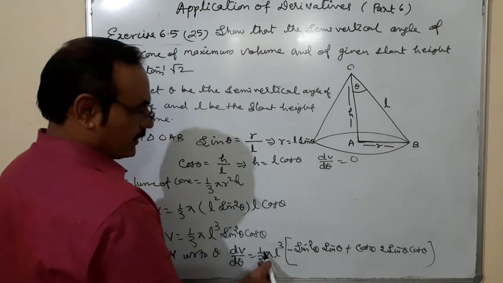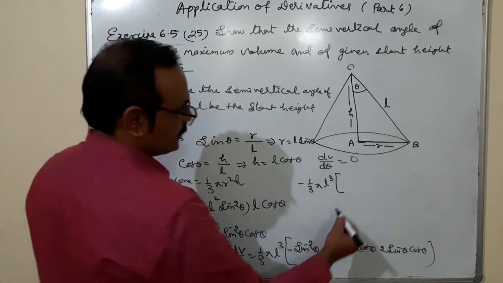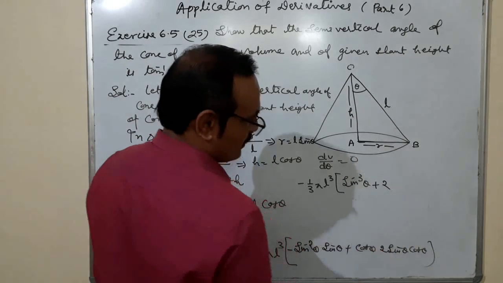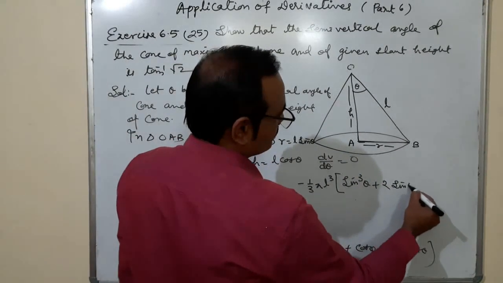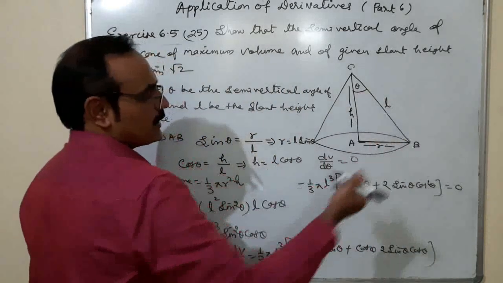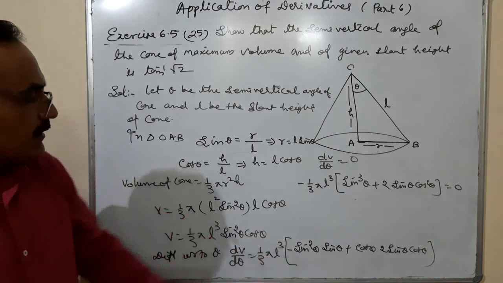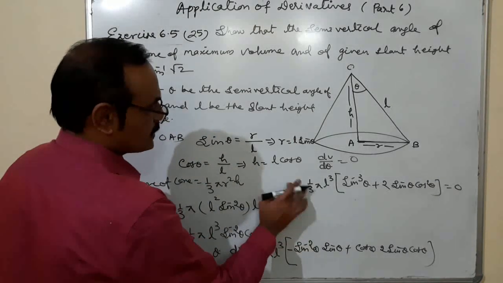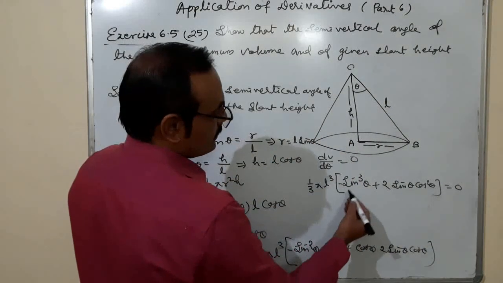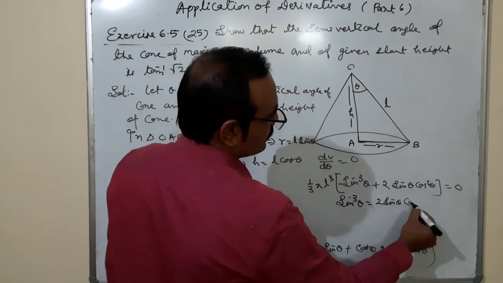So I write here minus 1 upon 3 pi L cube sine cube theta plus 2 sine theta cos square theta, and this is equal to 0. All these terms will be shifted, and there becomes 0. Okay, what is coming here? This is a minus sign here, so I will write this is plus only, this minus is here. This will be shifted here. Now what happened? Sine cube theta is equal to 2 sine theta into cos square theta.